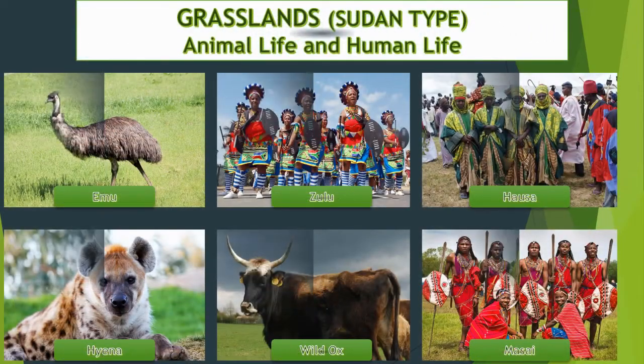The animal life found in this grassland has a large variety. There are a large number of herbivores and carnivores found in this region. Herbivores are those animals that feed on plants, small grass, long grass, etc. Carnivores are those animals which feed on other small animals.